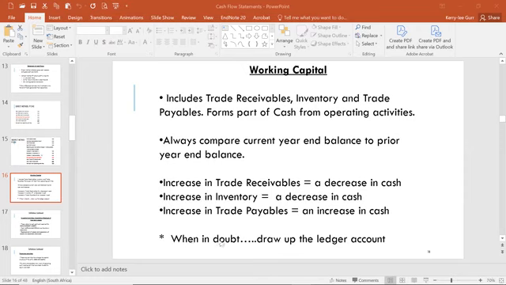Now, what is important is that our assets, our trade receivables and our inventory, are going to be moving in the same type of direction. Okay, so they're both assets going to be moving in the same direction, and that is what we're seeing here included in our working capital itself. Let me just see if I can make this a bit bigger for you.